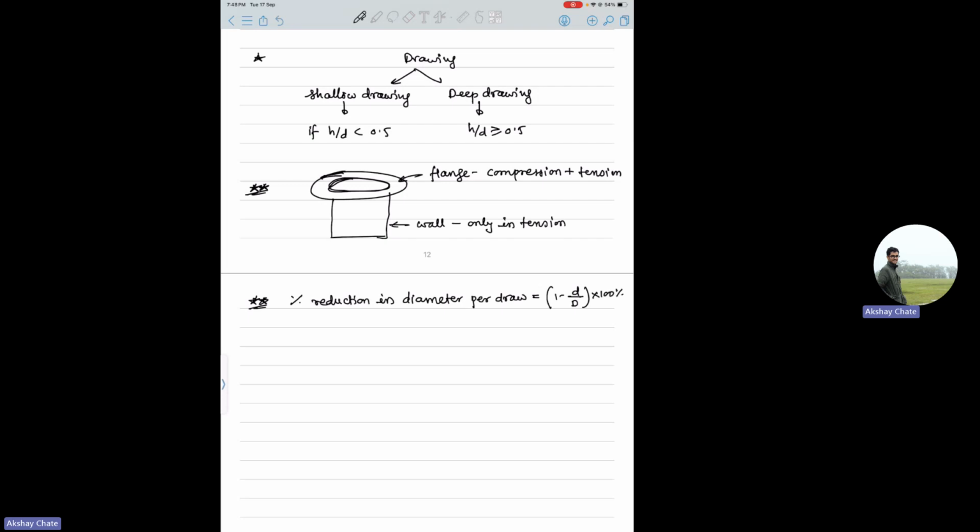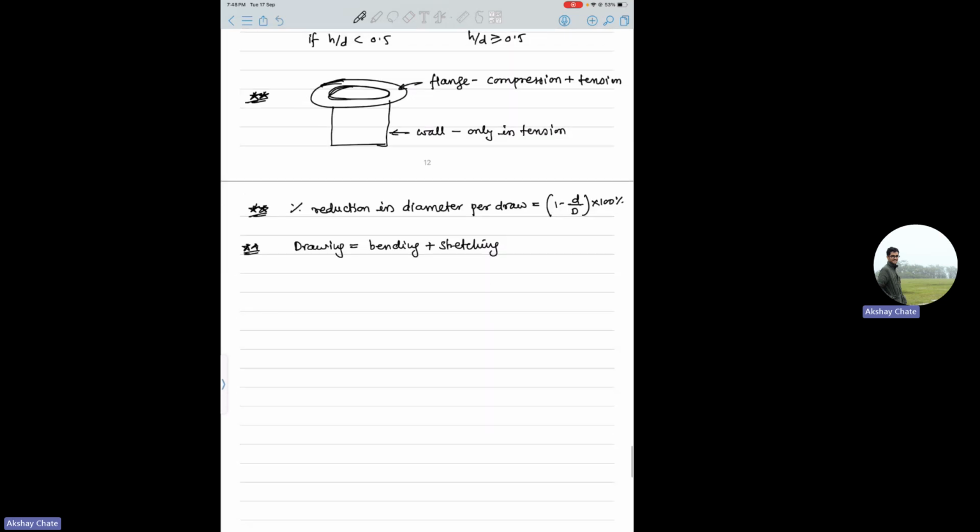In some problems you may see the drawing process is also called bending plus stretching. Sometimes it is also called a combination of bending and stretching. And there is something called draw ratio, which is defined as D by d.